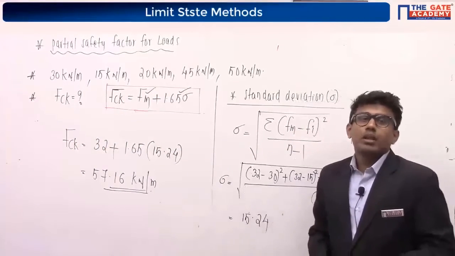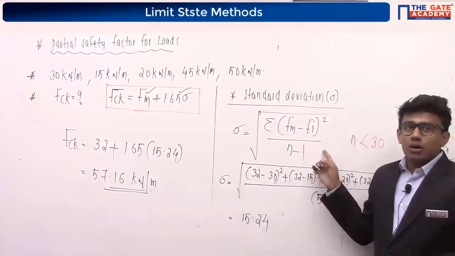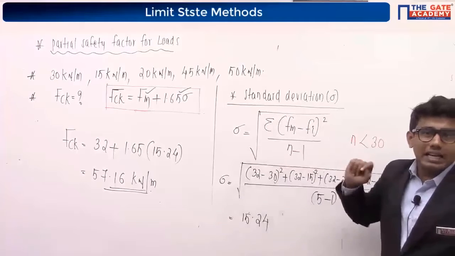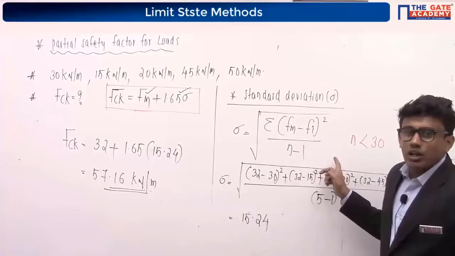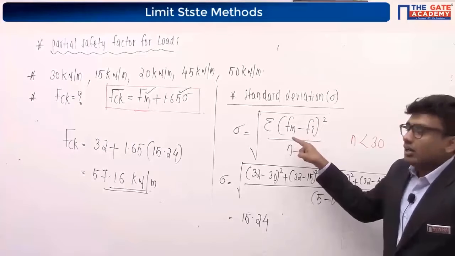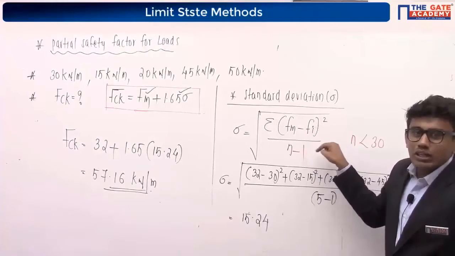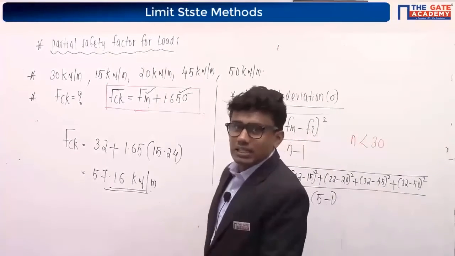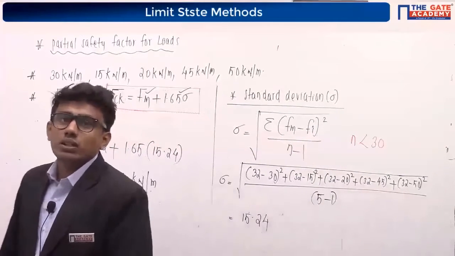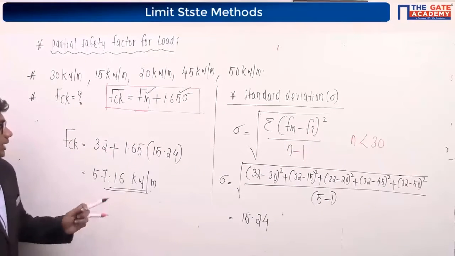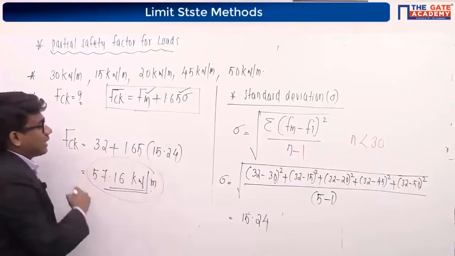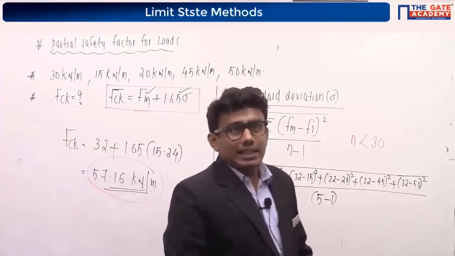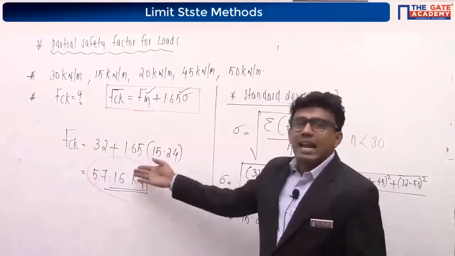Right, so remember this equation. When the number of samples is less than 30, you have to use this equation for finding the standard deviation. If the number of samples is greater than or equal to 30, you have to use which equation? Sigma equals the square root of the sum of Fm minus Fi the whole square divided by n. Okay, for fewer samples it is the square root of the sum of Fm minus Fi the whole square divided by n minus 1. The answer here we will be getting is 57.16 kilonewton per meter. Is it clear? I think it's clear, right? This is the characteristic load.